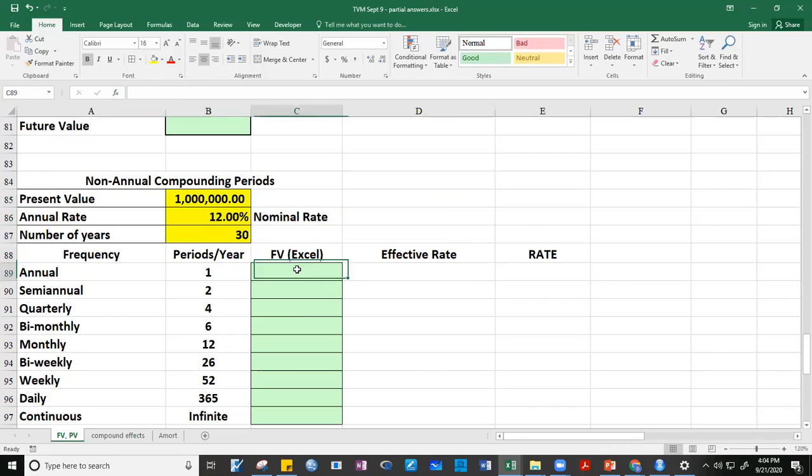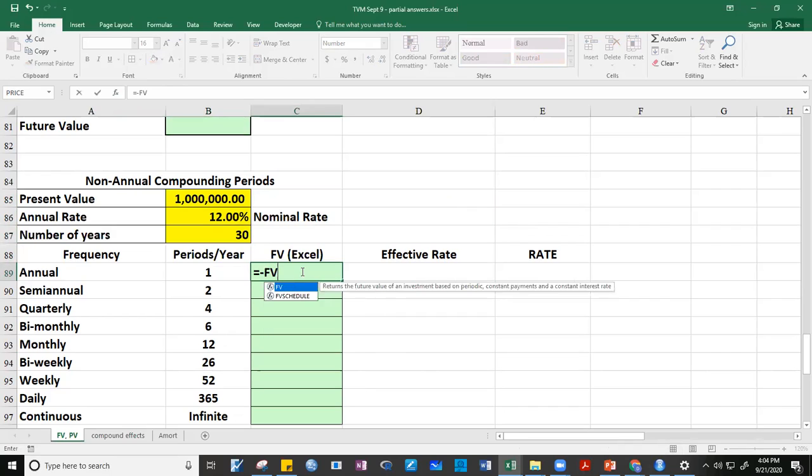Back here: equal to negative FV. What's our rate? 12%. We fix the rate's row, row 86 only, because we will copy this formula going down. So for column B, you don't need to fix it since we're only copying downward. But we have to divide this by the number of periods. The number of periods we don't fix, because it should go down. Comma, N per. What's N per? You have 30 years.